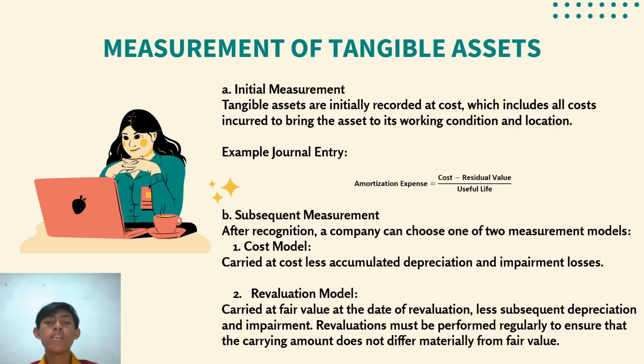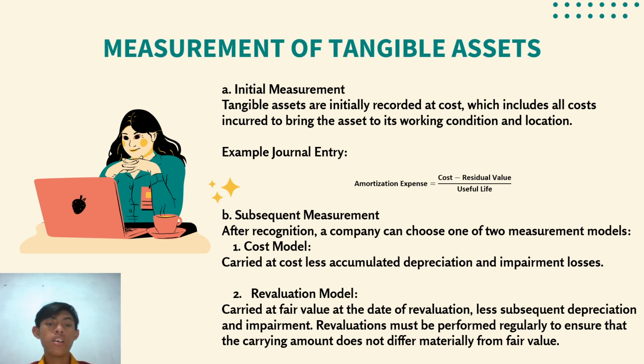Measurement of tangible assets: A. Initial measurement. Tangible assets are initially recorded at cost, which includes all costs incurred to bring the asset to its working condition and use. Example: journal entry, depreciation expense, amount, cost minus residual value, divided by useful life.